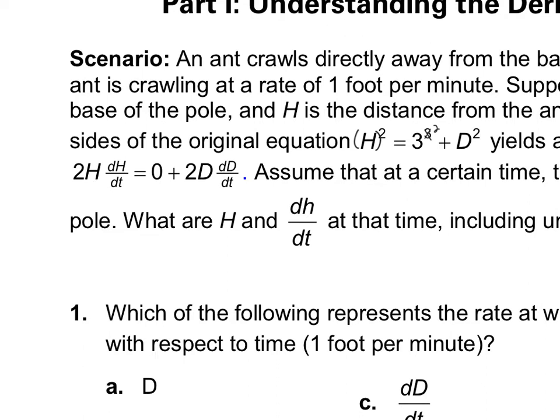And then the derivative: every time you come to a variable that's changing with time and you take the derivative with respect to time, that dt, you have to write d of that variable dt. So you have dh dt. Okay, and the derivative of 3 squared is 0, and then the derivative of d squared is the same idea as h squared, 2d dt.